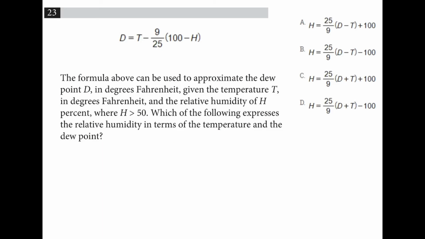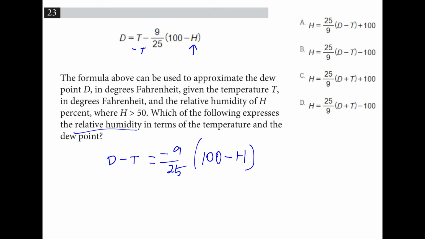Which of the following expresses the relative humidity in terms of the other variables? So we're solving for H. H is right here, and there's a lot of stuff over there. First thing we can do is subtract T from both sides. So D minus T is equal to negative 9/25 times 100 minus H.